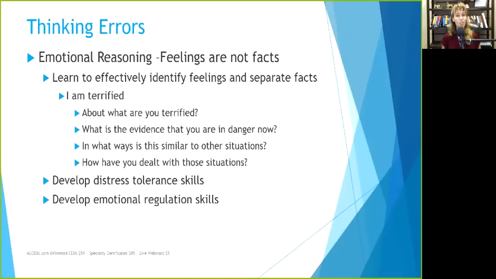Develop distress tolerance skills. When people use emotional reasoning, they feel emotions, and then they start finding the facts to support those emotions instead of looking at all the facts. We want to help them learn to tolerate their distress so they can let that subside for a second. They can accept their feeling. They can name it. They can say, I'm scared, I'm stressed, I'm angry, I'm whatever. But they don't have to act on it right then. They can tolerate the distress for a minute without having to try to make it go away.